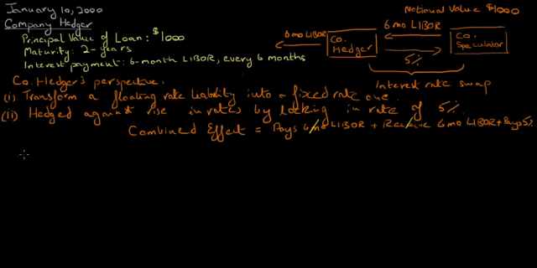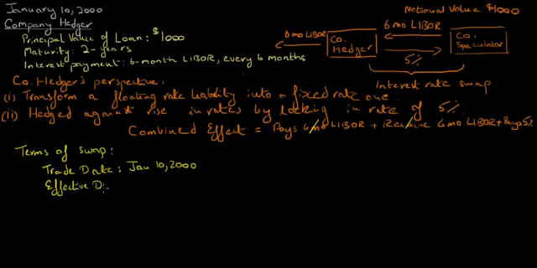When a swap transaction occurs, the terms of the swap are listed out in a swap confirmation. The confirmation includes the trade date, which is essentially the transaction date, and in this example is January 10th of year 2000, and also the effective date, which is typically 2 days after the trade date. So in this example, that would be January 12th of year 2000.